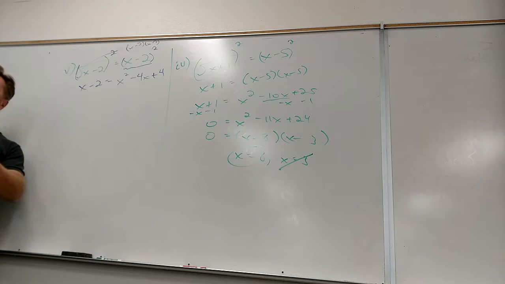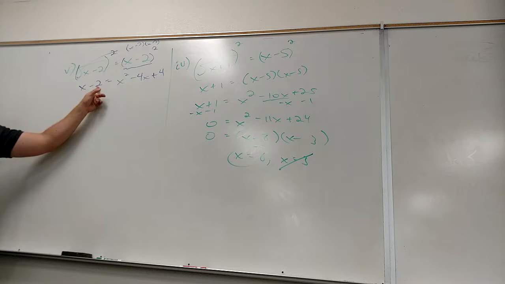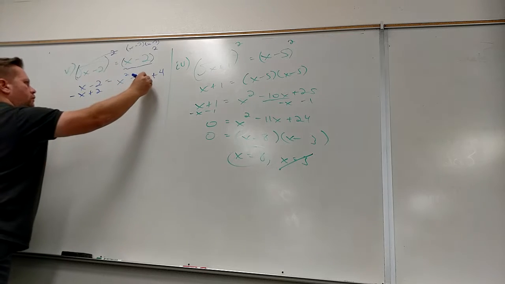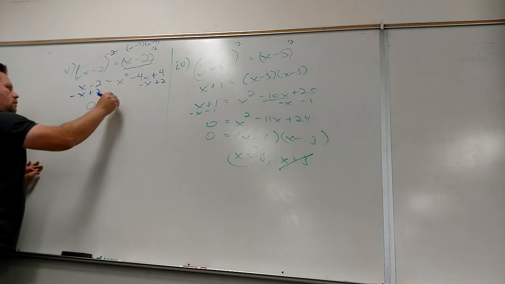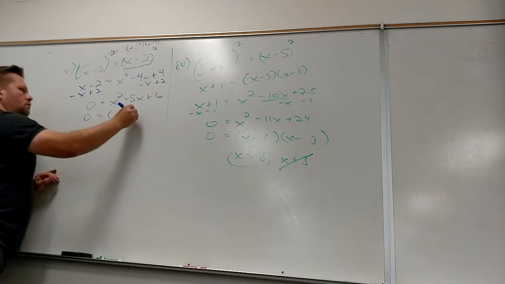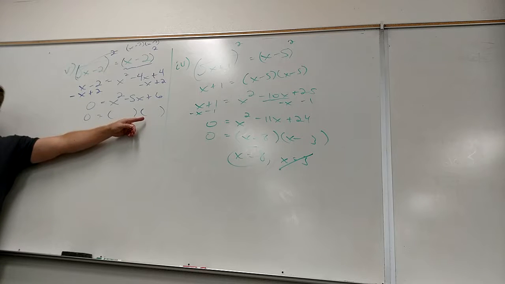And then, of course, I need to do what? Subtract the 2x, subtract the x, add the 2, so that I end up with a 0 over there. Because then I can do what? Negative 3, negative 2. Good.